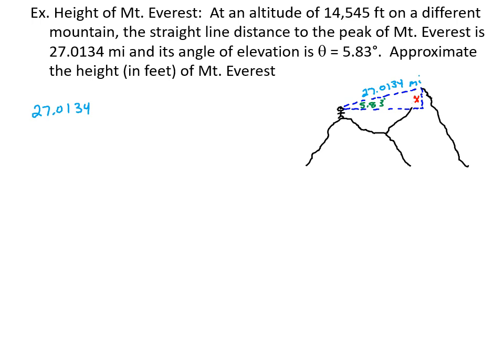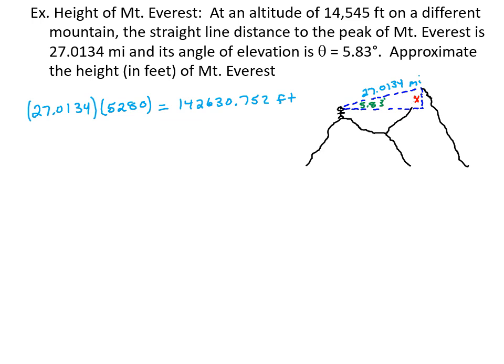And so, little stoichiometry for you. Every mile is 5,280 feet. So you'll have to multiply that by 5,280. So 27.0134 times 5280 gives you a massive number, 142,630.752 feet. So that's the real hypotenuse that we're going to need to use.